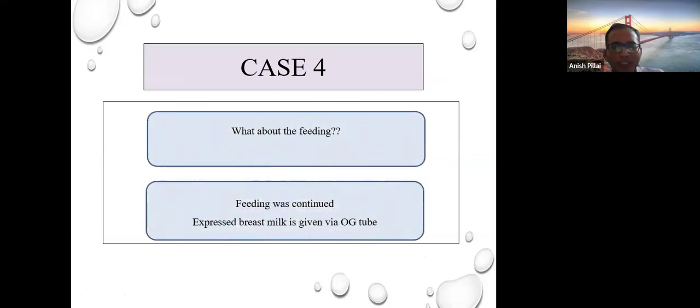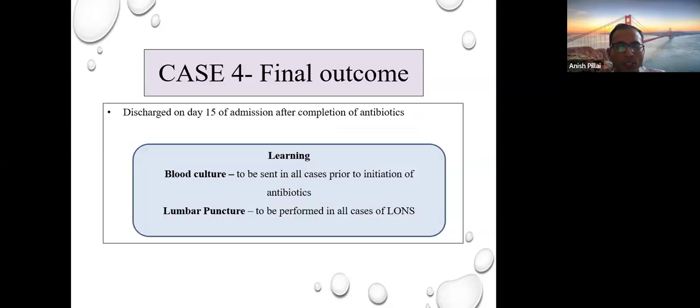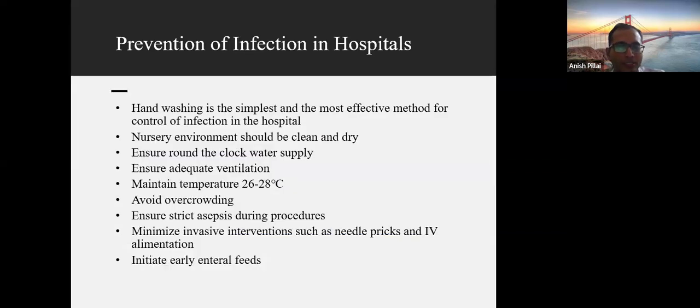What about the feeding? This baby was having good perfusion. The moment CPAP was started, the baby responded well. So feeding could be continued. Because the baby was very lethargic, probably give it from orogastric tube initially. You don't want any aspiration. And once the activity improves, you can start oral feeds. So this baby was monitored on CPAP and weaned on day 4, room air by day 5. So learning: late onset sepsis or any sepsis, always send blood culture prior to antibiotics. Late onset, always perform a lumbar puncture.